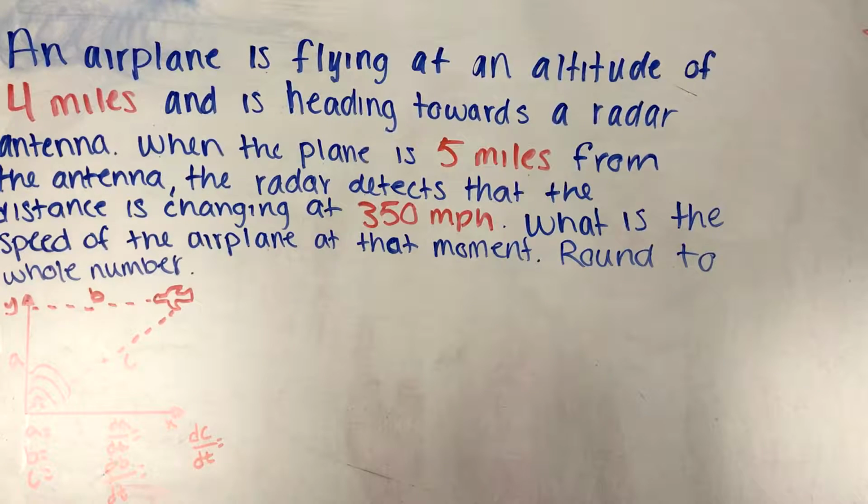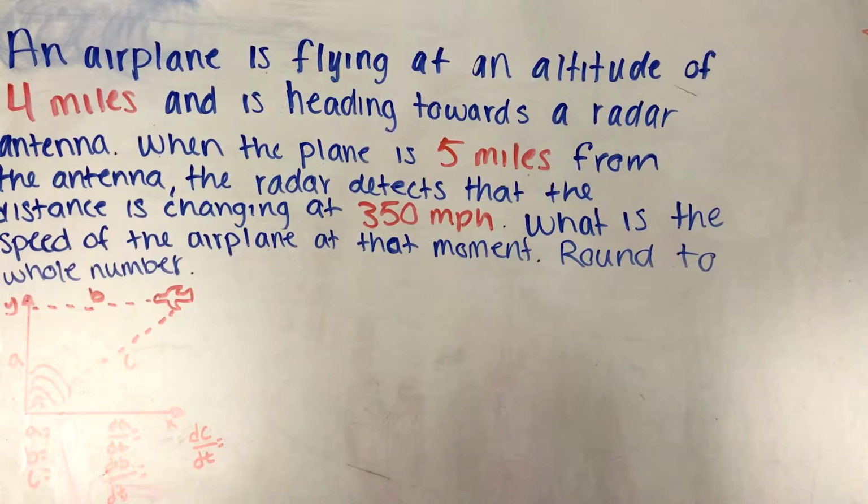Related rates, airplane problem. An airplane is flying at an altitude of 4 miles and is heading towards a radar antenna. When the plane is 5 miles from the antenna, the radar detects that the distance is changing at a rate of 350 miles per hour. What is the speed of the airplane at that moment? Round to the whole number. So here's the diagram.